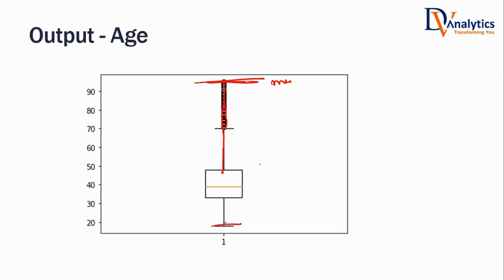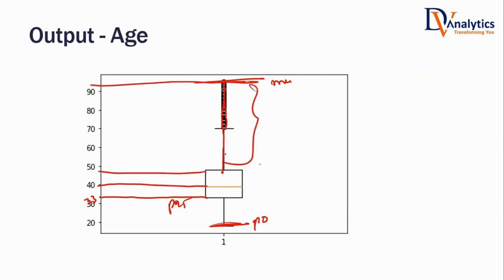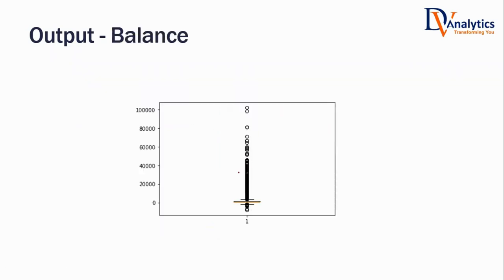So we can say the minimum value is around 20. And how about this one? This is the 25th percentile, P25, somewhere around 33 or something. Then P50, then you have P75. Then there are outliers, I agree, but they are not as bad as the balance.